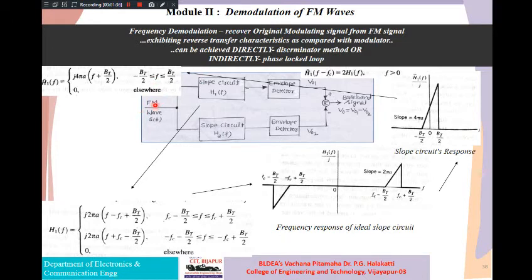For example, look at this simple block diagram. I will denote my frequency modulated wave as S of t, maybe it is narrowband or wideband. Whatever way we have adopted to generate the frequency modulated wave, one typical FM wave is there, denoted by S of t. How do we extract the message signal back? From S of t, simply we have to extract M of t.